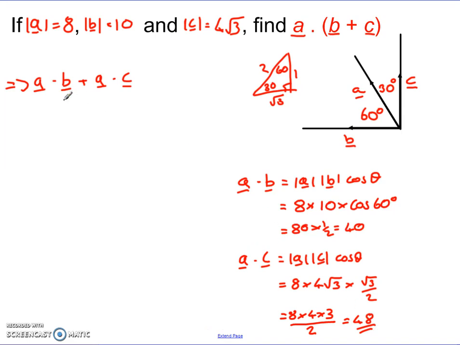What I can then do is add them together just as I would. So I've then got 40 plus 48. That gives me 88. So I know then that A dot B plus C is given by 88. We can use any version of the dot product we want as long as we have the relevant information and we remember this associative property. It can help us with all these calculations. We wouldn't be able to do this one if the vectors were not associative with each other, i.e. if that didn't hold.